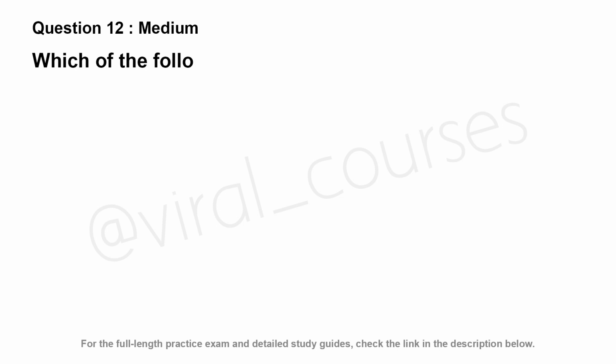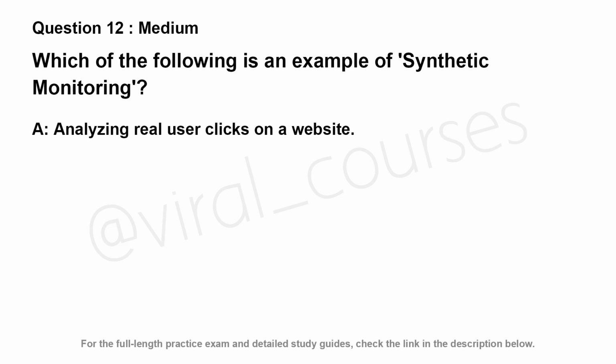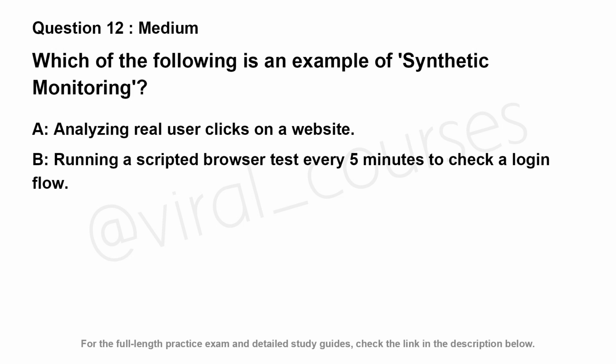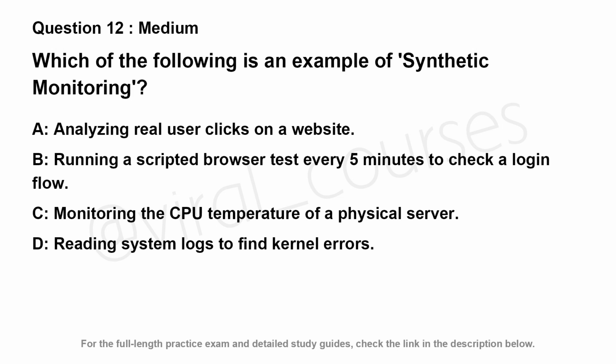Which of the following is an example of synthetic monitoring? Option A. Analyzing real user clicks on a website. Option B. Running a scripted browser test every 5 minutes to check a login flow. Option C. Monitoring the CPU temperature of a physical server. Option D. Reading system logs to find kernel errors.